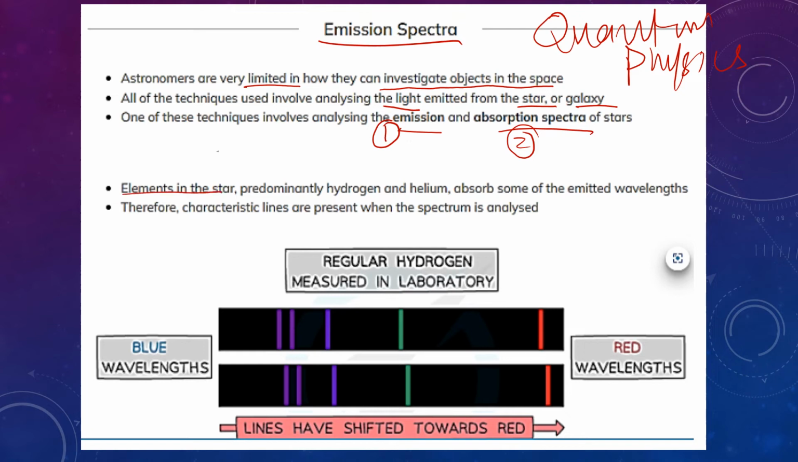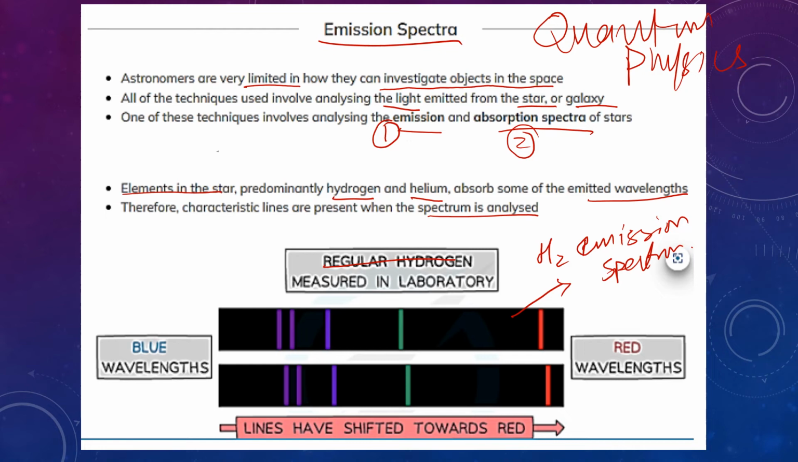So elements in the star, like hydrogen, helium and other gases, predominantly hydrogen and helium, absorb some of the emitted wavelengths. Therefore, characteristic lines are present when the spectrum is analyzed. So let's say in the lab, if you make the regular hydrogen spectrum, it appears to be in the form of an absorption spectrum. So this is actually not absorption, this is the emission spectrum. So this is the hydrogen emission spectrum in the lab.